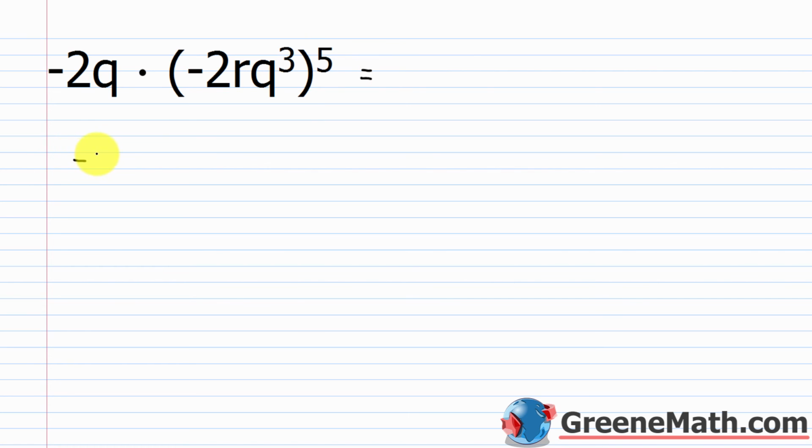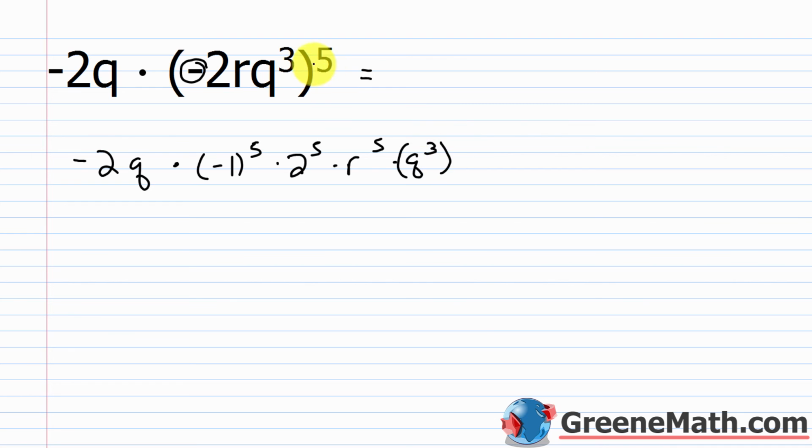So I have negative 2q times, I think about this negative as being raised to the 5th power. So negative 1 to the 5th power, and then times 2 to the 5th power, times r to the 5th power, times q cubed, hard to say, q cubed, raised to the 5th power. Right? So everything inside of here got raised to the 5th power, as it tells us with the power to power rule. So now, you can do some simplification.